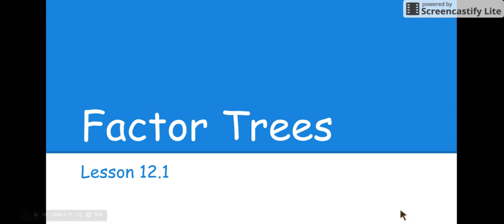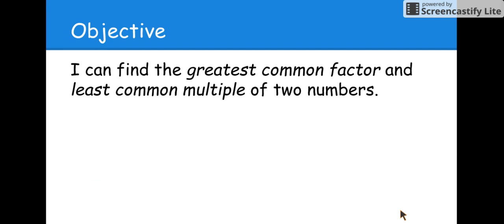Factor trees. Our objective is to find the greatest common factor and least common multiple of two numbers.